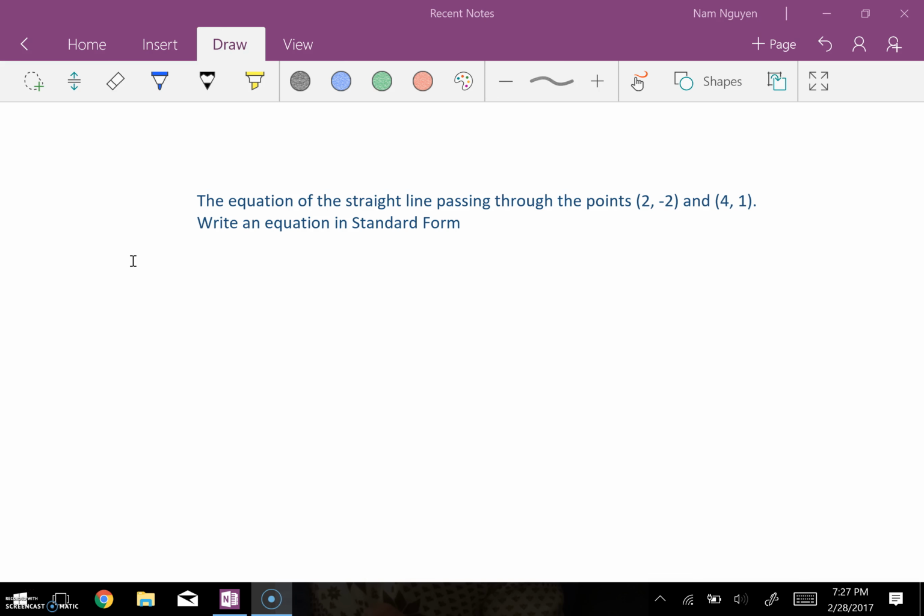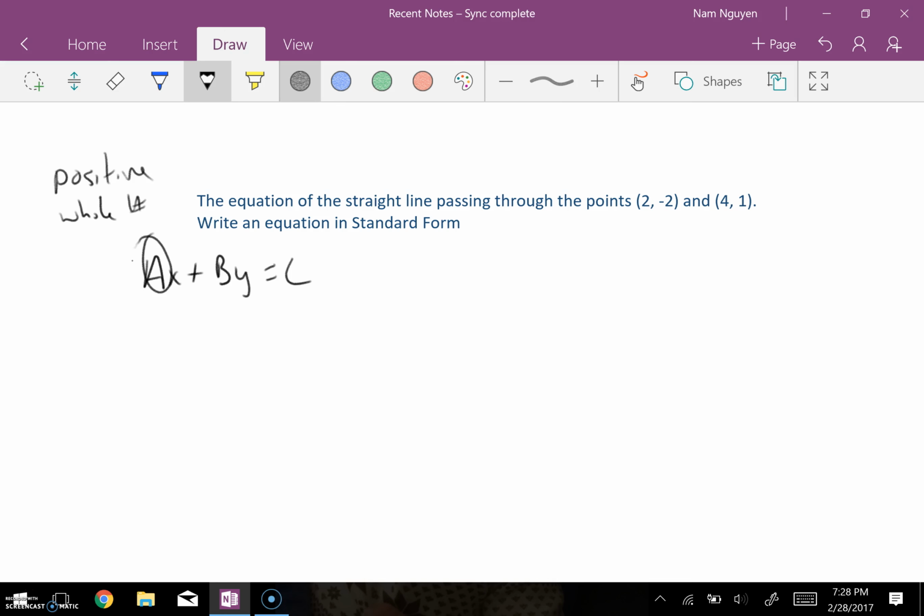So a couple things. I know that standard form is ax plus by is equal to c. That is just standard form where x and y are on the same side. Remember that a needs to be positive and it has to be a whole number.